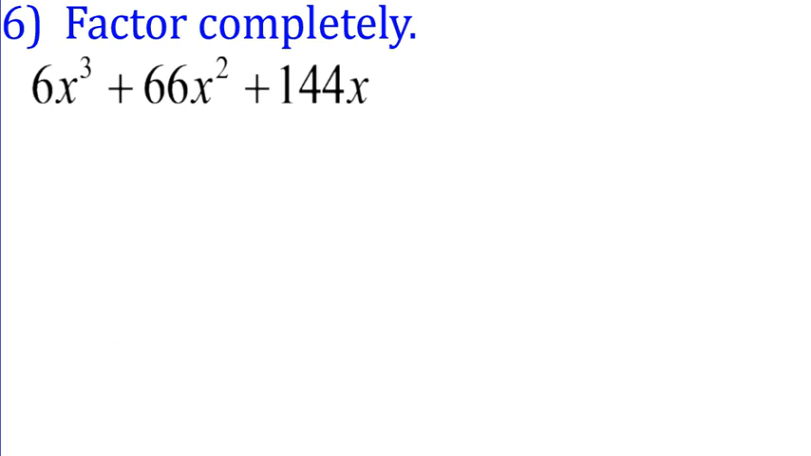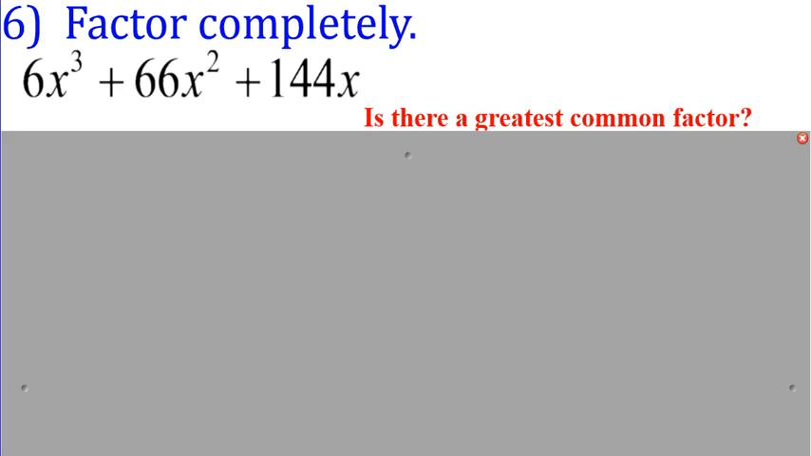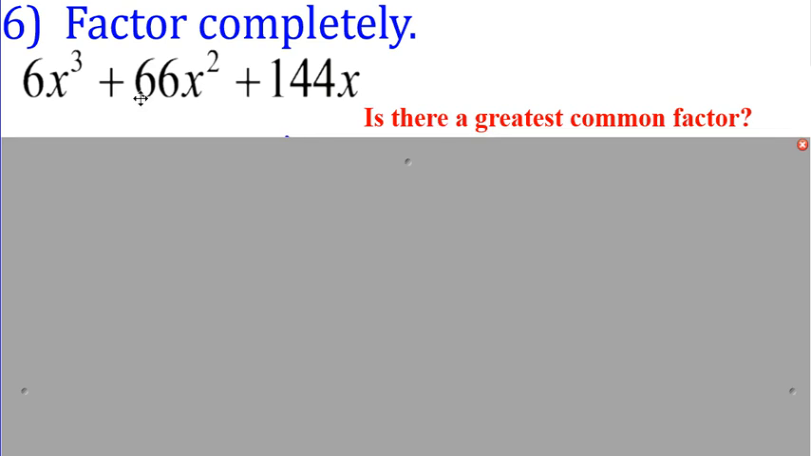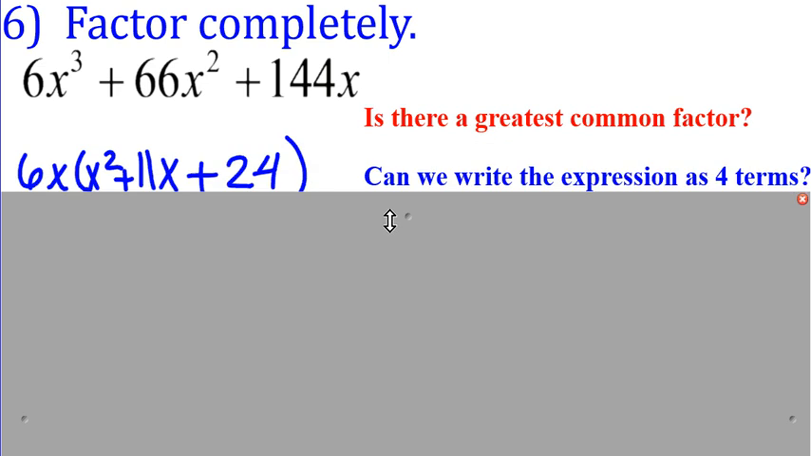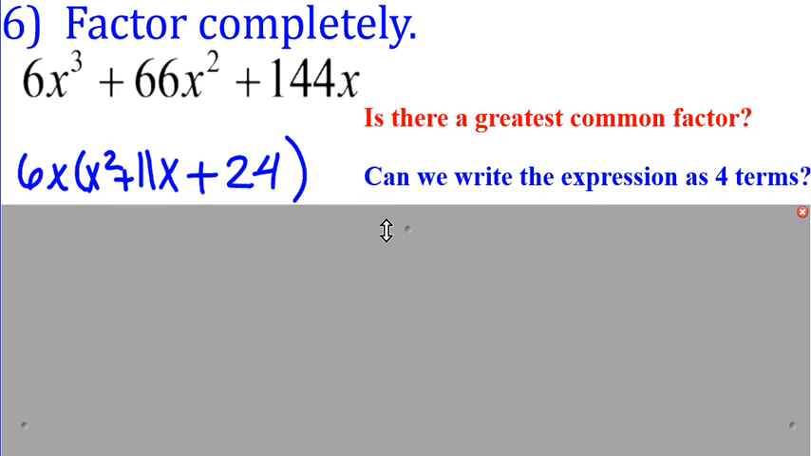Let's try this one. 6x to the third plus 66x squared plus 144x. Again, we're looking to see, does it have a greatest common factor? I can see that each term has an x we can divide out, and also each term is divisible by 6. So the greatest common factor would be 6x.